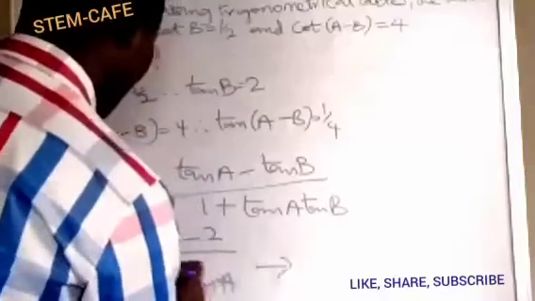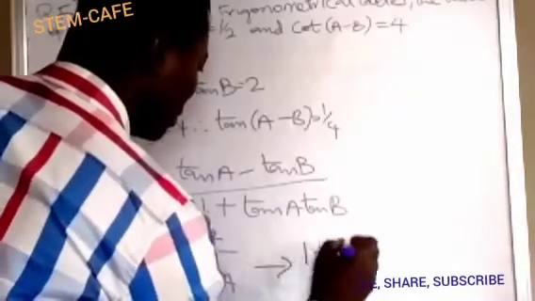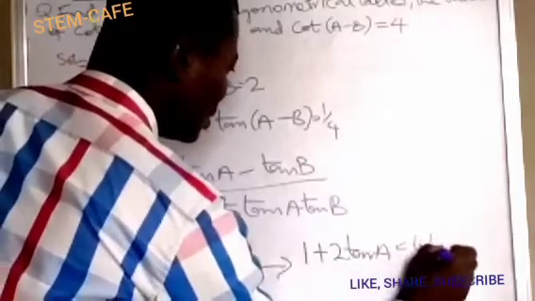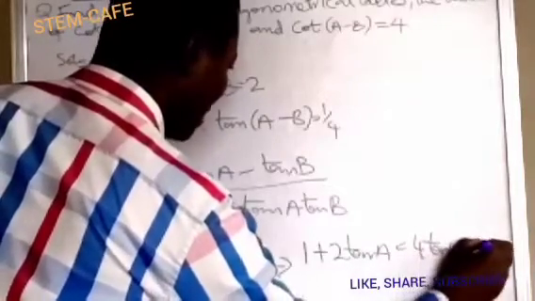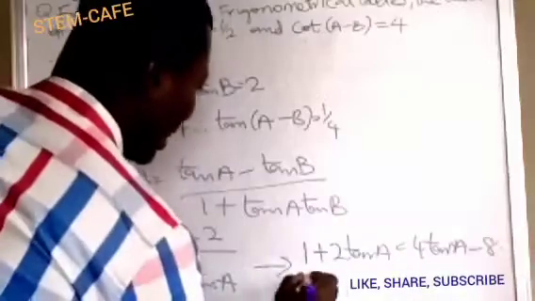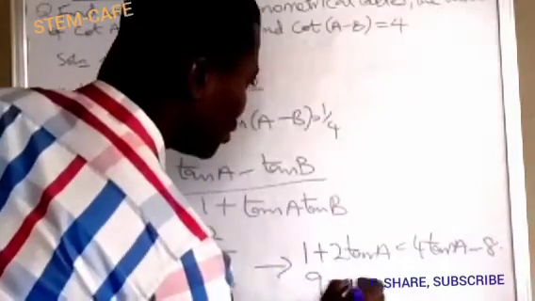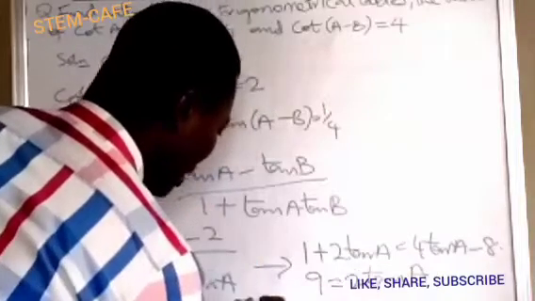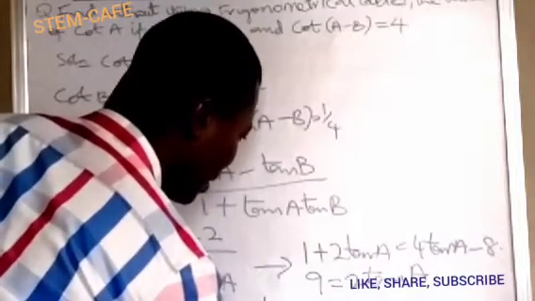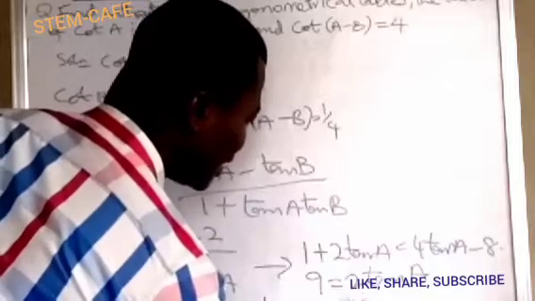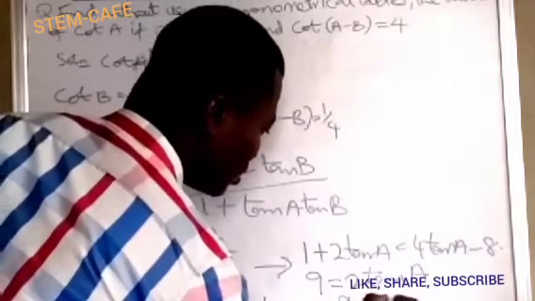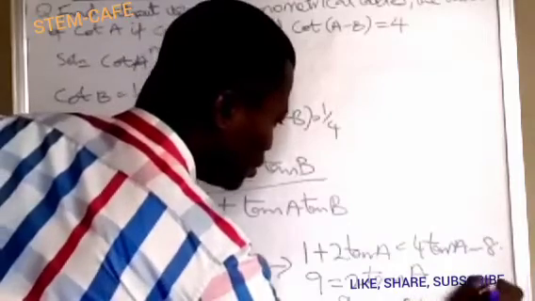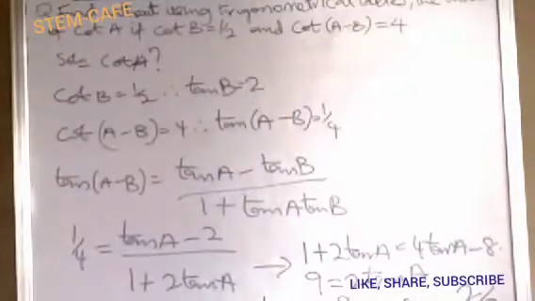Hence, we have 1 plus 2 tan A is equal to 4 tan A minus 8. So 9 will be equal to 2 tan A. Tan A will be equal to 9 over 2. Therefore, cos A equals 2 over 9.